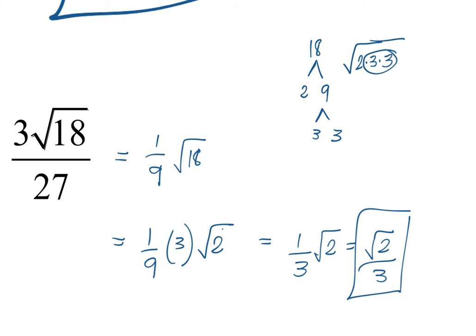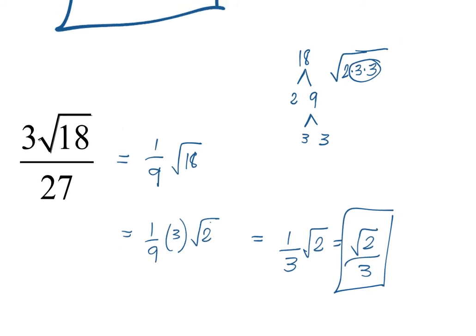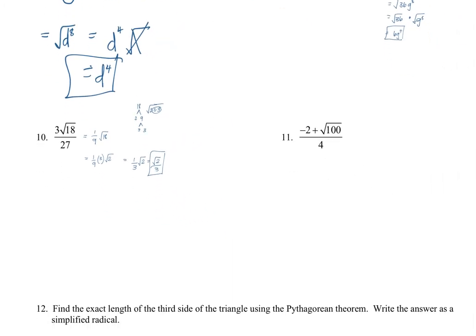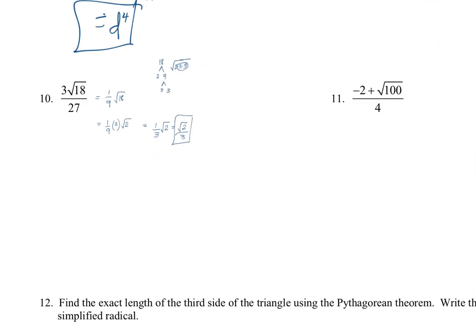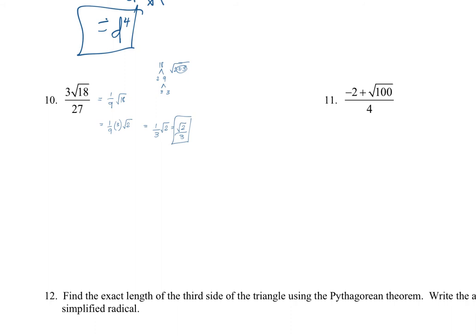As we're moving on to number 11, I want to make sure that we see the difference between the problems at number 10 and number 11. On number 10, you have 3 times 8 square root of 18 divided by 27. Right here, you have an addition problem. You have -2, not times, but plus the square root of 100. So I can't just say -2 divided by 4 is a half.